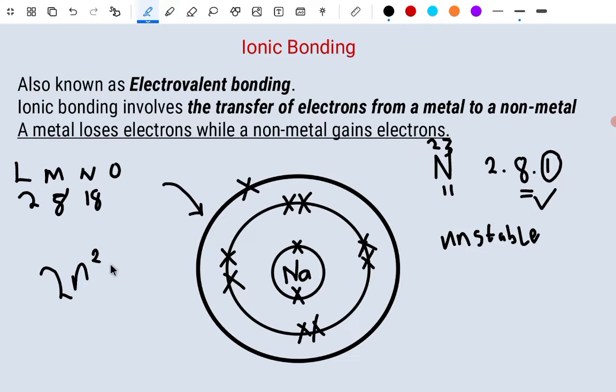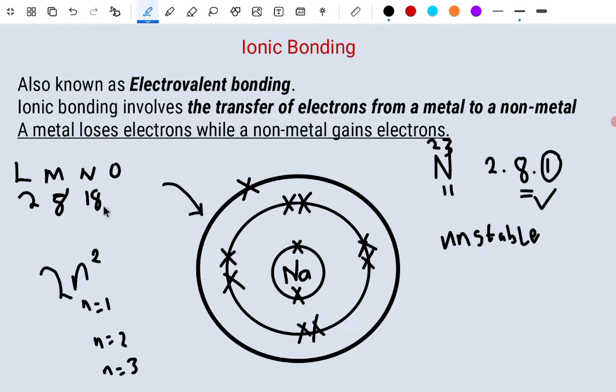If you use this formula, replacing n with the number of the shell: for the first shell, n is simply 1. For the second shell, n is 2, and for the third shell, n is what? 3. That's how we were getting these. This is the octet rule formula.